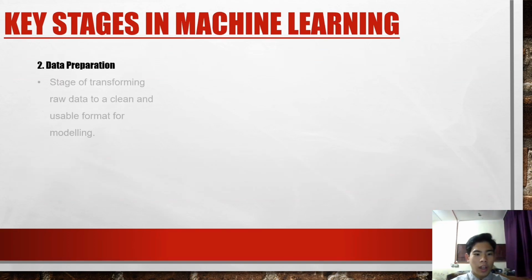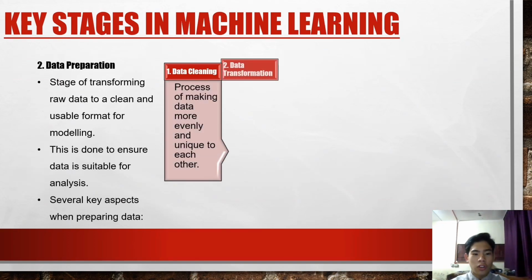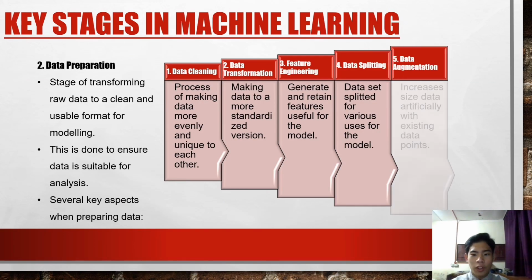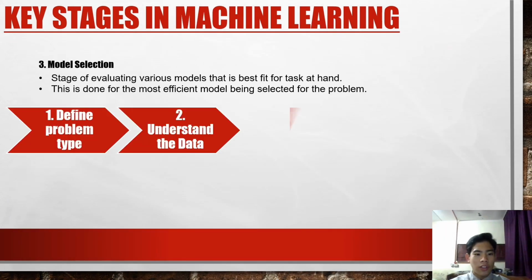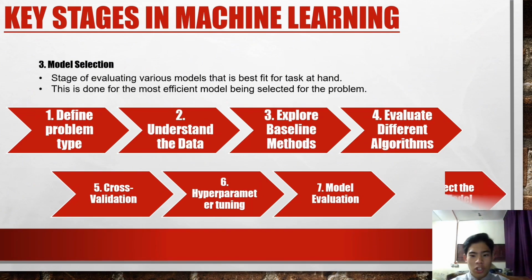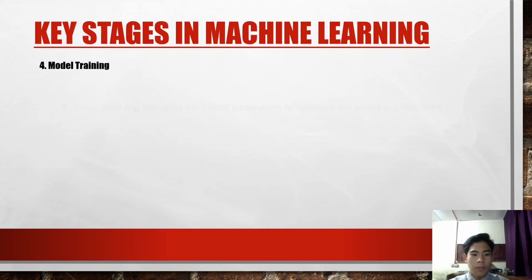Next up, we have the data preparations. Alright, so this is to transform the raw data into a usable format for the model and the right side is the key aspect for it. Next up, we also have the model selection and the diagram below it shows the key aspects for the model selection. Next up, we also have the model training.